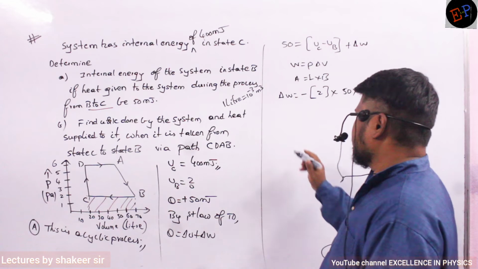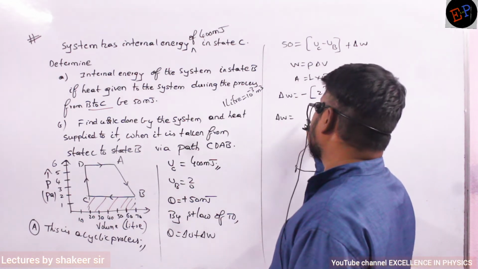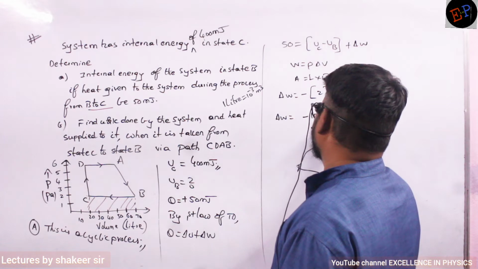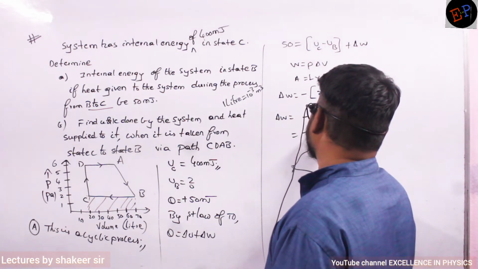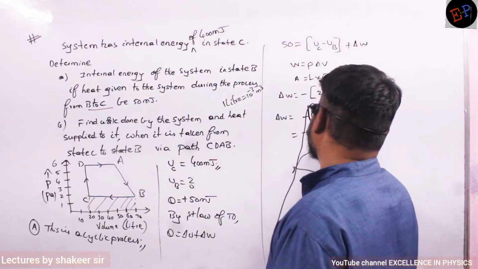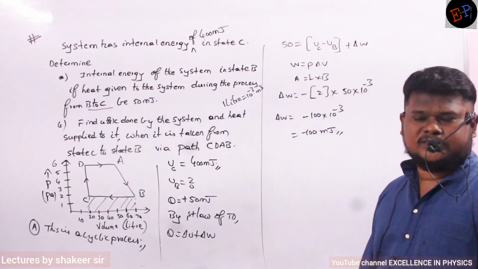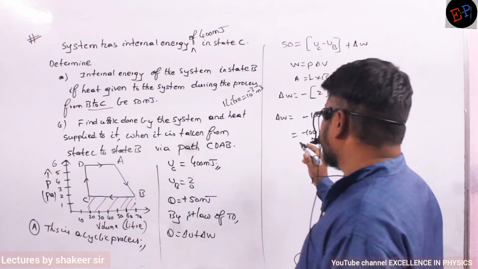Are you able to understand? So therefore, delta W is how much? Delta W is nothing but minus 100 multiplied by 10 power minus 3, or I can write minus 100 millijoules. So this is the amount of work done by the gas. Now take this value and substitute here.